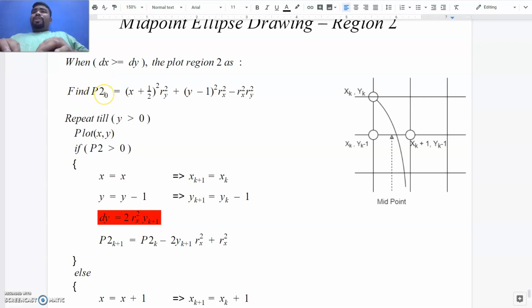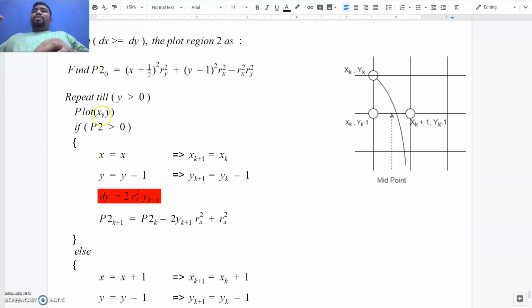So we calculate p2_0 with whatever point we get from region 1, and we check whether it is greater than 0 or less than 0. If it is greater than 0, that means the midpoint is lying outside the arc. If it is lying outside the arc, then the arc has to choose this particular point.